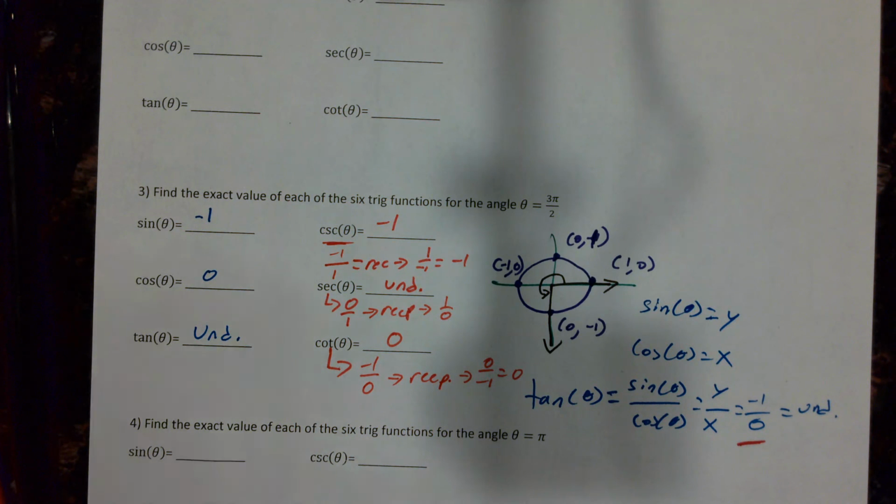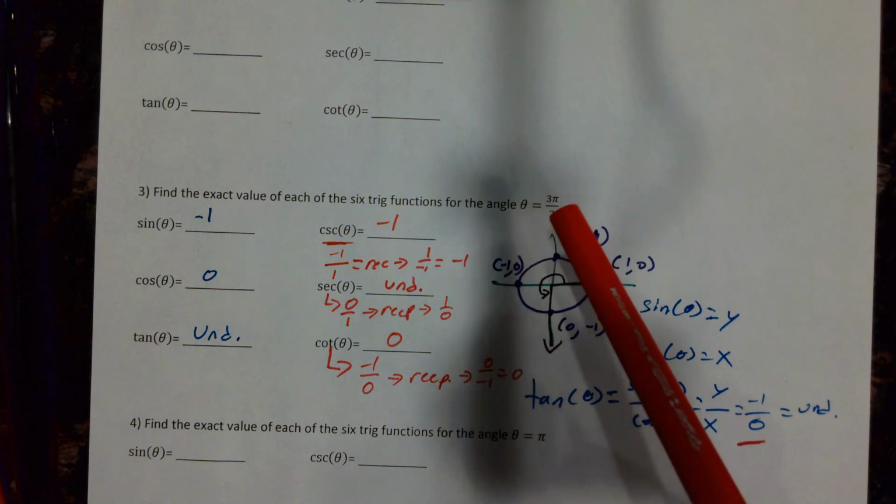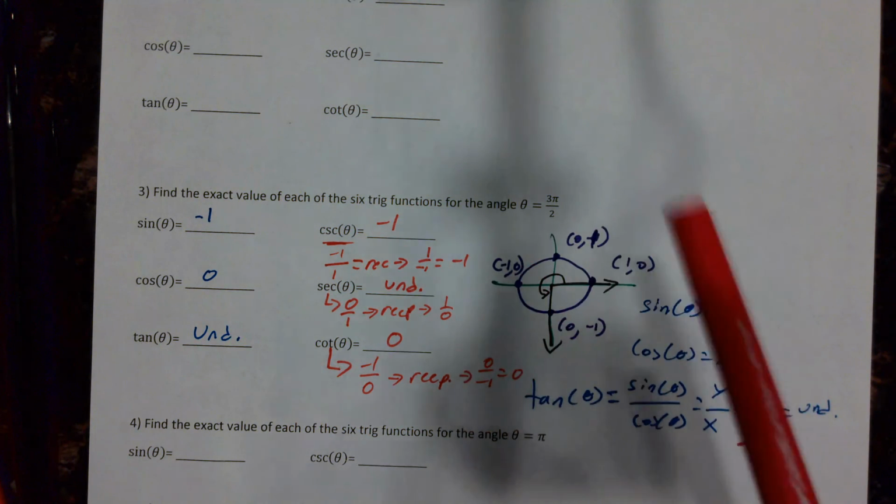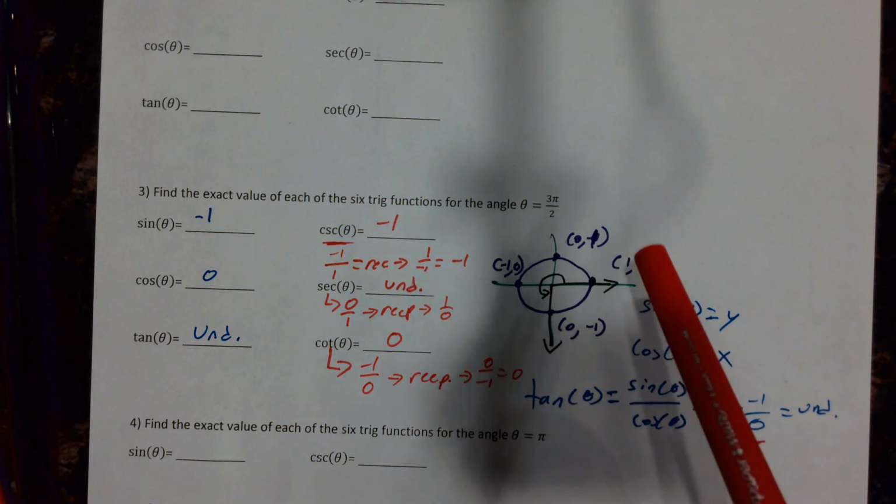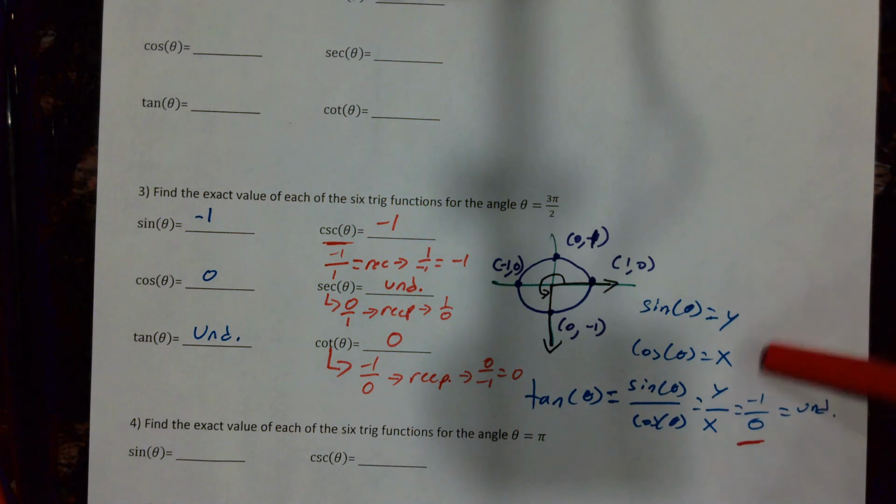Alright, so that's how you deal with any quadrantals. Quadrantals are angles that fall on the x and y axes. You have to use a unit circle to find them. And it's these points that are the key to help us out.